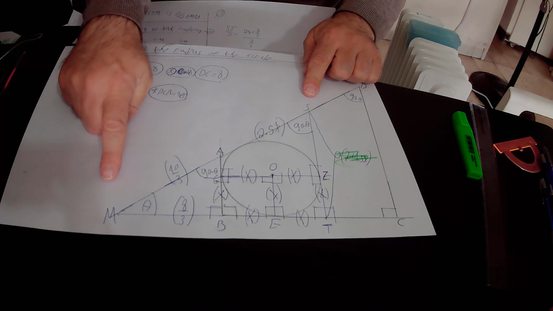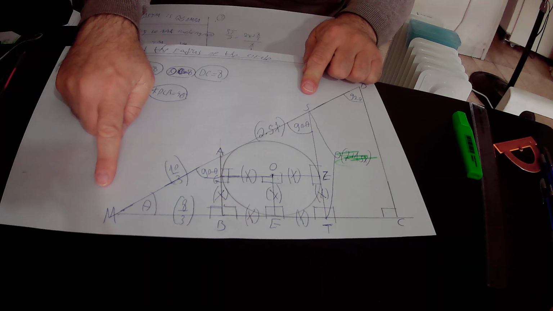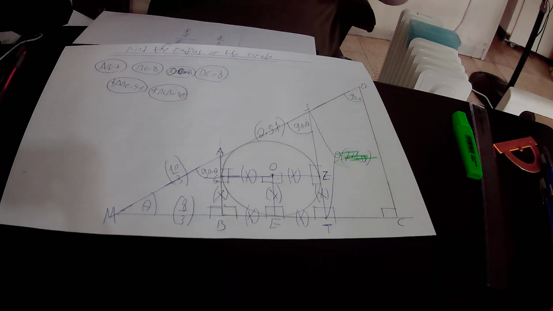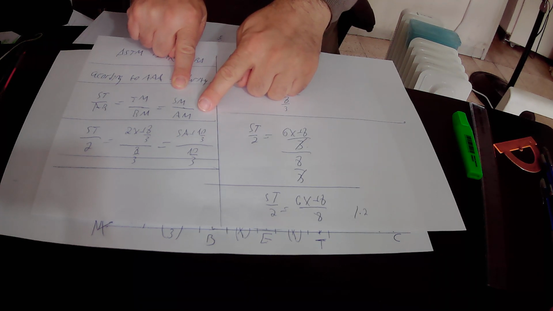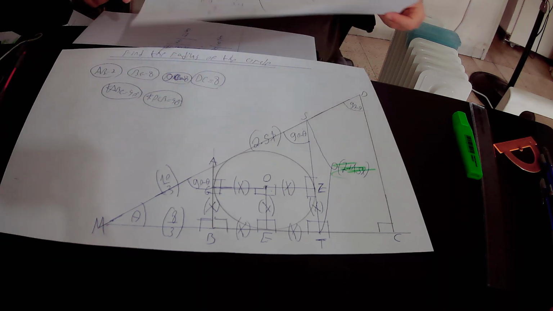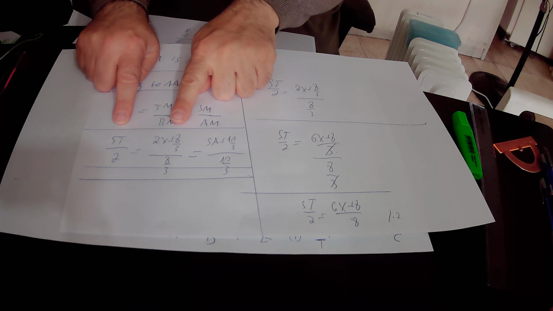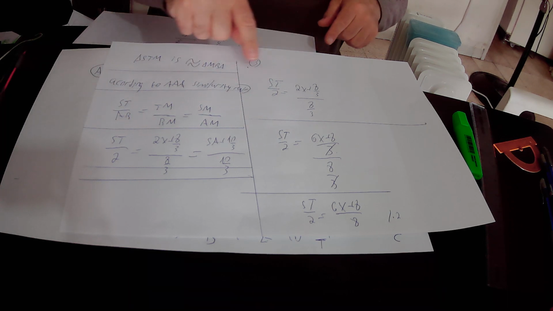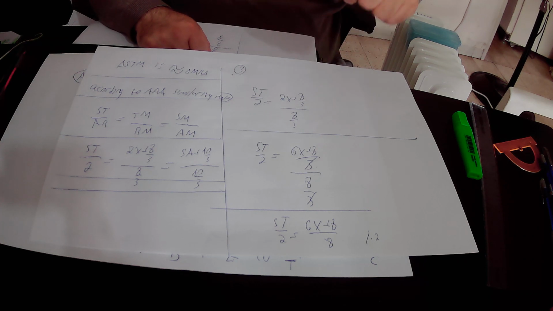And it also equals SM. SM equals SA plus 10 over 3, over MA. MA is 10 over 3. Okay? So those two ratios are equal to each other, therefore we get equation 1 from those two ratios that are equal to each other. According to equation number 1, ST over 2 equals 2x plus 8 over 3 plus 8 over 3.